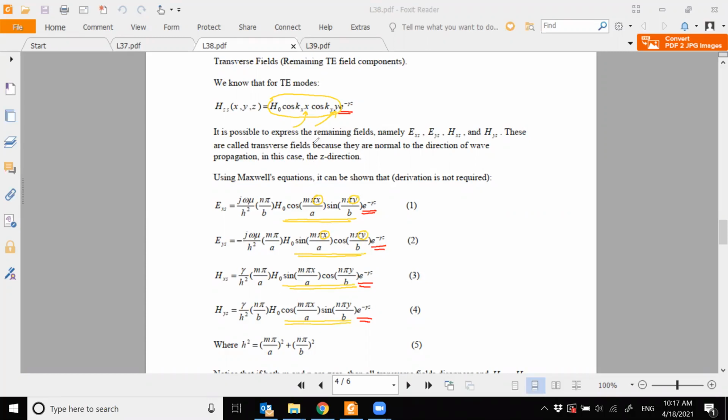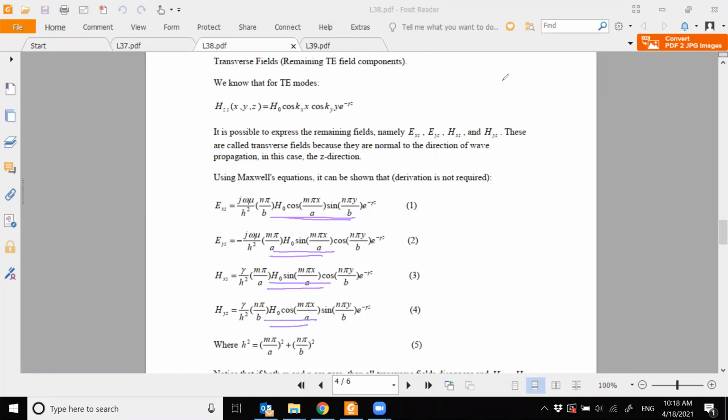And there is a new term named here, which is called h squared. And h squared is nothing but (m pi over a) squared plus (n pi over b) squared. So these are the field components whose wave amplitudes change in the transverse directions X and Y according to cosines and sines, all of them.